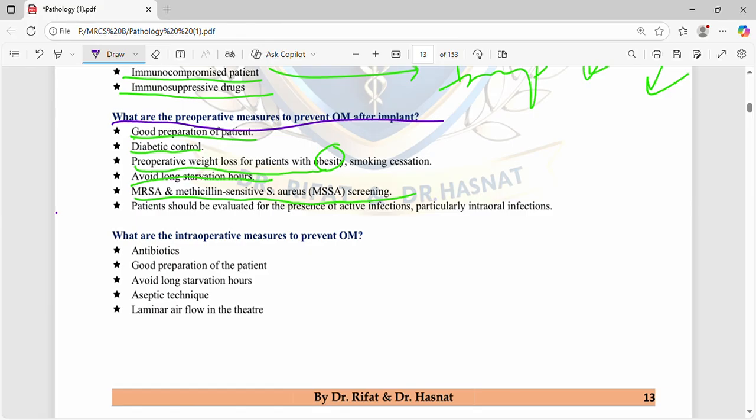What are the intraoperative measures to prevent osteomyelitis? Antibiotics should be given 1 hour before the incision or 30 minutes before the induction of anesthesia. Good preparation of the patient, avoid long starvation hours, aseptic technique, and laminar airflow in the theater.